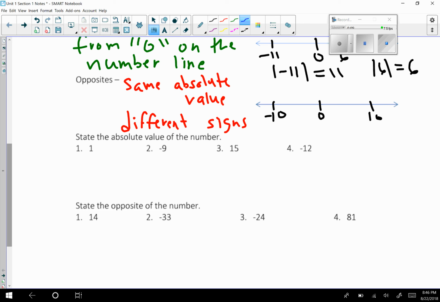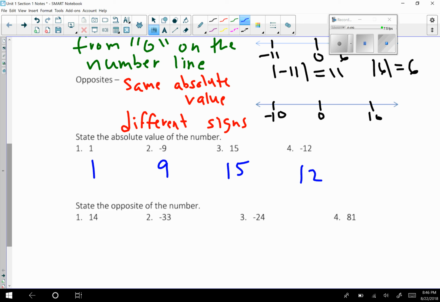So let's look at stating the absolute value of some integers. Again, remember the absolute value is its distance from 0. So whether it's negative or positive to begin with, when you take the absolute value, it'll be positive. The absolute value of 1 will just be 1, because it's 1 away from 0. The absolute value of negative 9 would be positive 9, because the distance is 9 away from 0. The absolute value of 15 is 15. And the absolute value of negative 12 is 12. Just a reminder, when you're doing absolute value, regardless of whether it's negative or positive to begin with, the absolute value is going to be positive.